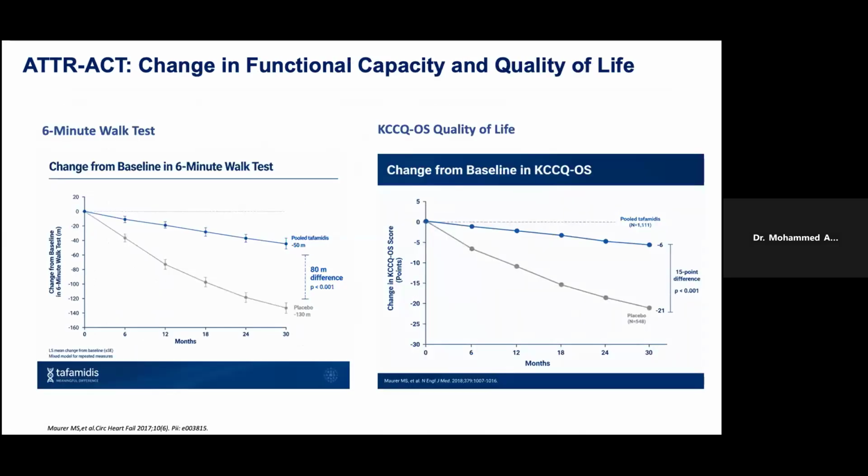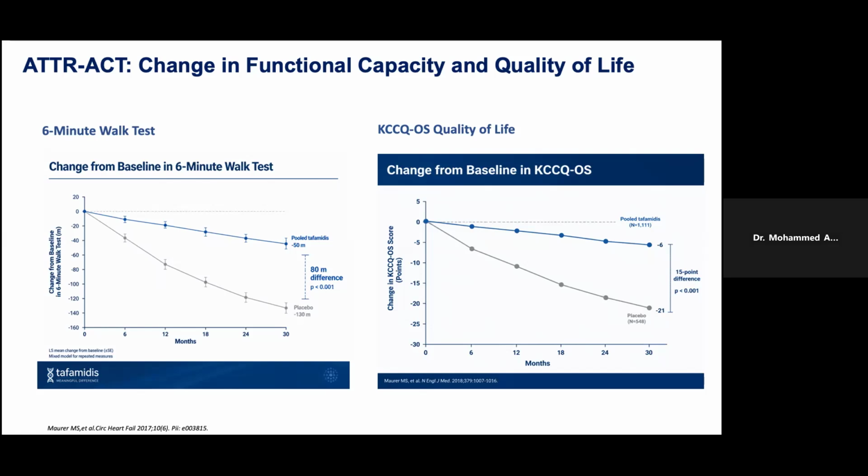What about the secondary endpoints for functional capacity and quality of life? For the 6-minute walk distance test, as we expected, the walking distance declined over time in both groups because ATTR cardiomyopathy is a progressive disease. However, the decline was significantly slower with tafamidis at 30 months. Patients treated with tafamidis walked approximately 80 meters further than those receiving placebo.